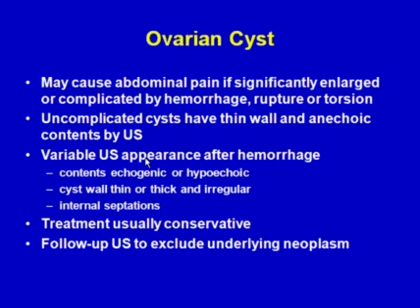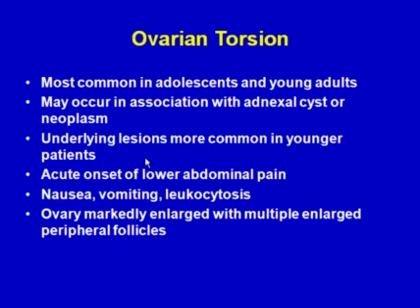Treatment of ovarian cysts is generally conservative, with follow-up recommended in order to exclude an underlying neoplasm. Ovarian torsion is most common in adolescents and young adults, and it may occur in association with adnexal cysts or neoplasms. An underlying lesion more commonly occurs in the younger patients and is usually associated with the onset of acute lower abdominal pain, nausea, vomiting, and leukocytosis. The ovary is markedly enlarged and generally has multiple enlarged peripheral follicles.